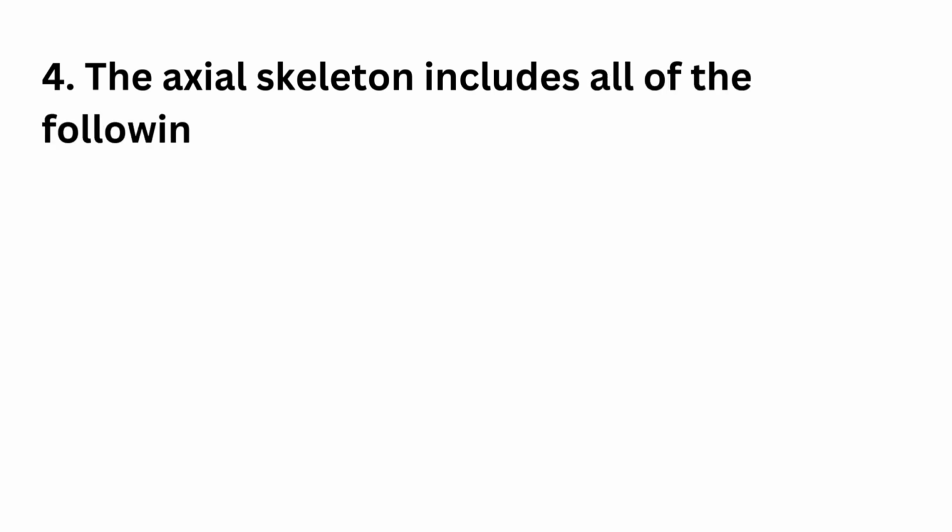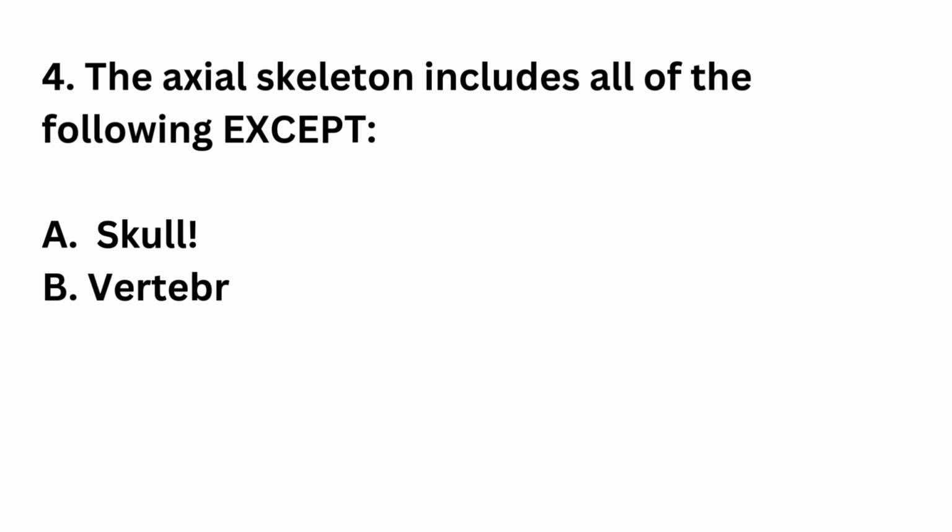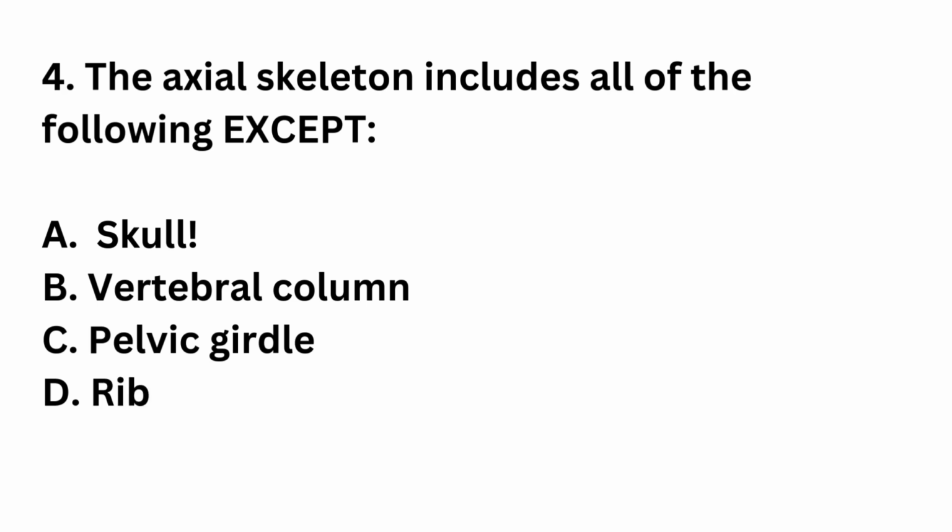4. The axial skeleton includes all of the following except A. Skull. B. Vertebral column. C. Pelvic girdle. D. Rib cage. The answer is C. Pelvic girdle.